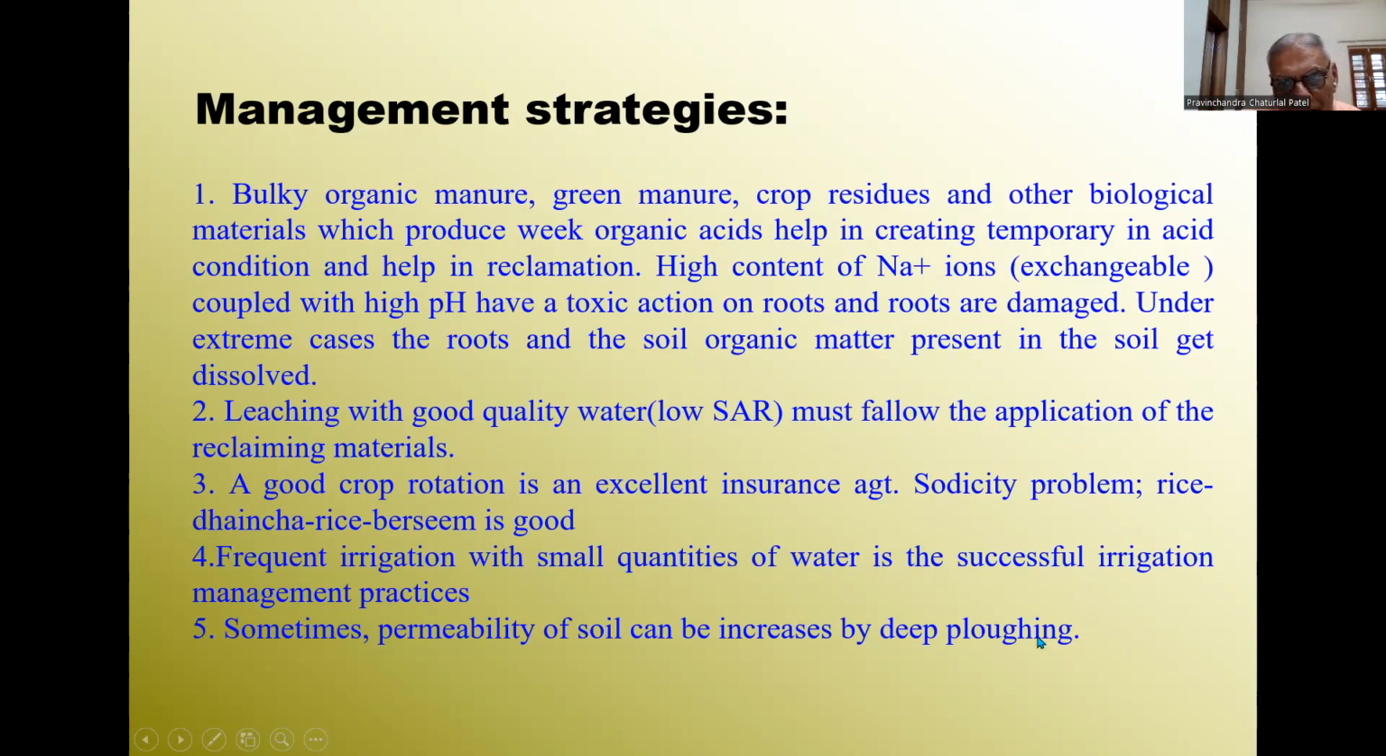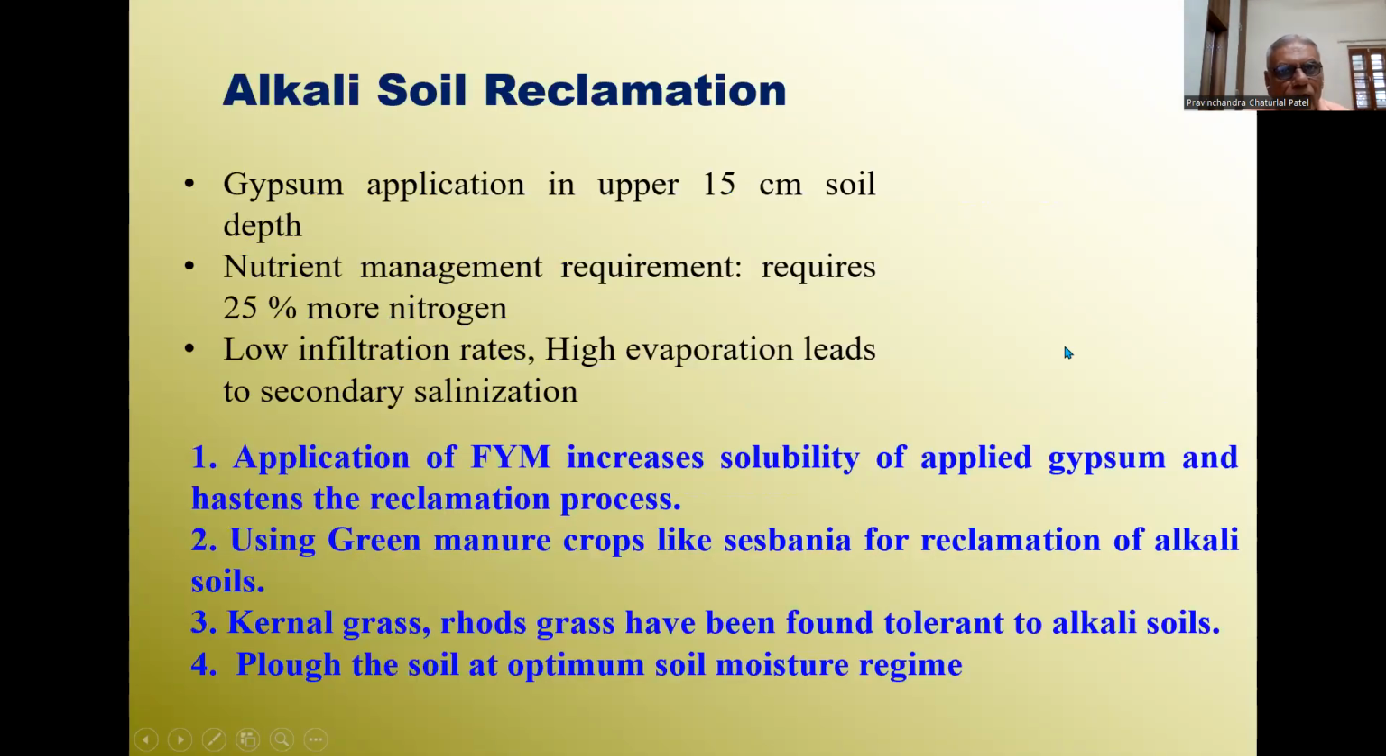Sometimes permeability of the soil can be increased by deep ploughing. For alkali soil reclamation, apply gypsum in the upper 15 centimeter soil depth. Nutrient management requires 25% more nitrogen because nutrients are not available at constant high soil pH. Low infiltration rate and high evaporation lead to secondary salinization. Using green manure crops like sesbania helps reclamation of alkali soil. Kallar grass and Rhodes grass have been found tolerant to alkali soil. Then plow the soil at optimum soil moisture.